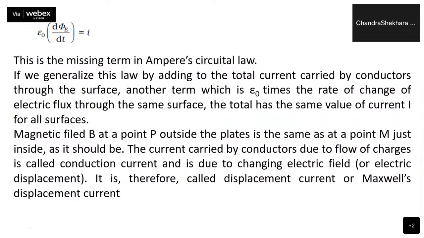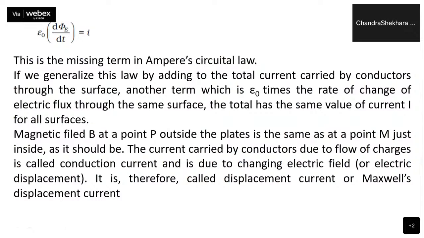Now you can see the current is the rate of change of electric flux. This is the missing term in Ampere's circuital law. Therefore, Maxwell's fourth law had a difficulty with this term. It was not present. So we generalize this law by adding to the total current carried by the conductors through the surface another term, epsilon naught times the rate of change of electric flux through the same surface, so that the total has the same value of current I for all surfaces. This is a very important thing. We see that the total current remains the same.